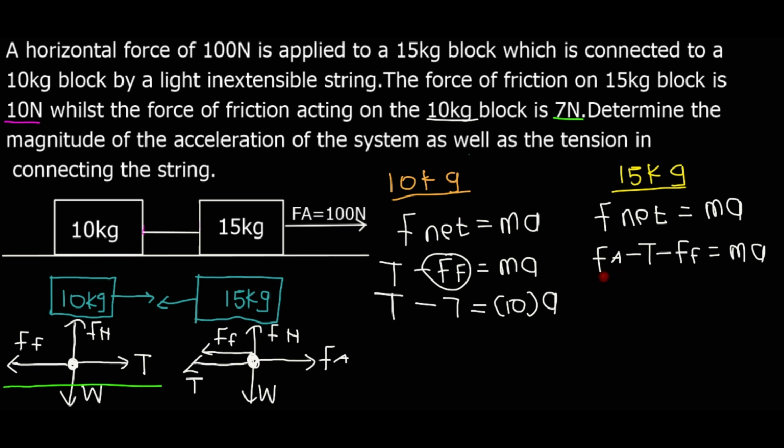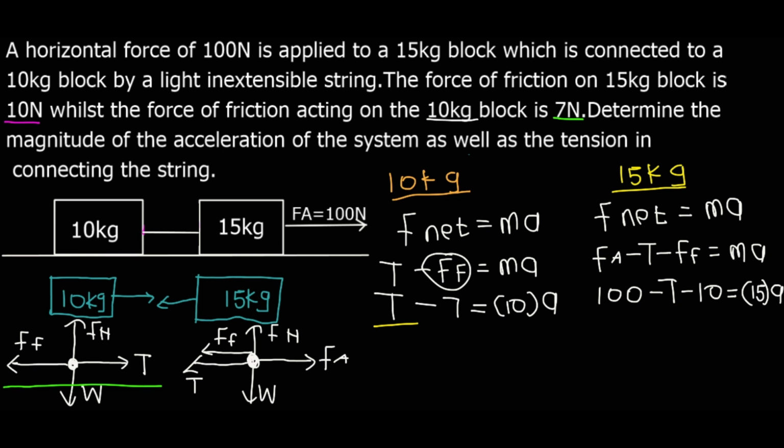So now let's substitute for this one. The force applied is 100, the tension we don't have, the friction is 10, and the mass is 15, and remember we need the acceleration. So from here I will make tension the subject of the formula.